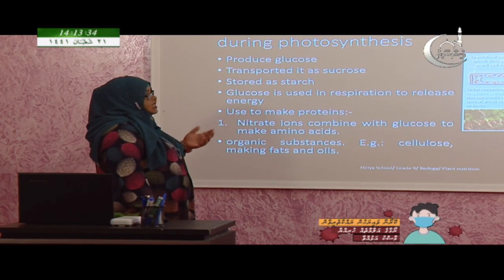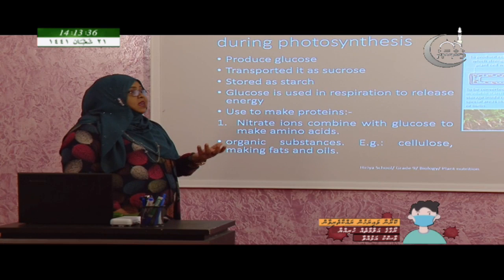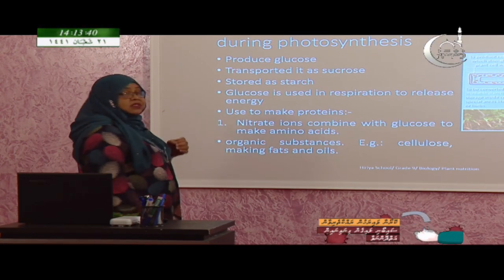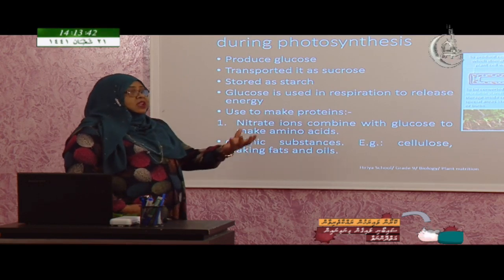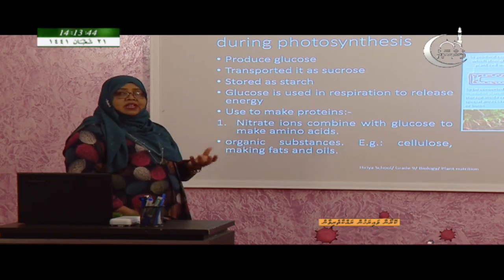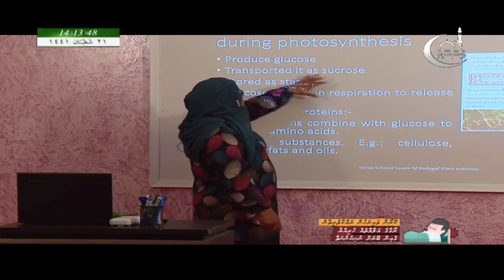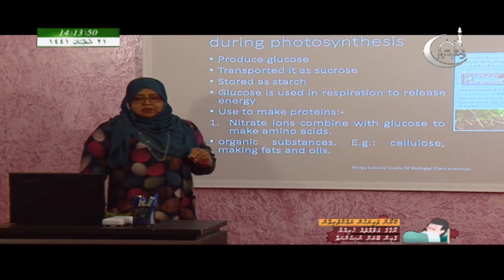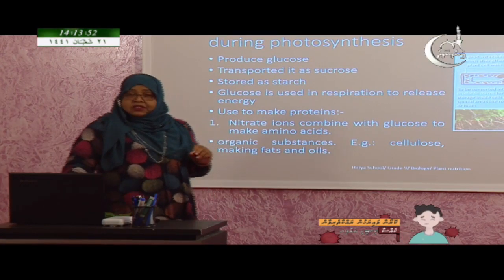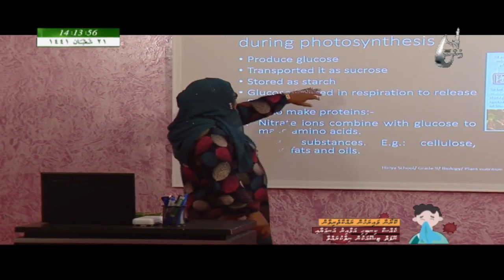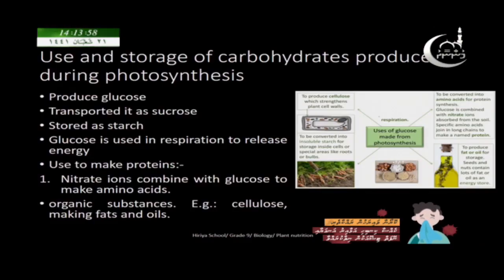Therefore, the plant cells can become either flaccid or turgid, which you have learned during the osmosis lesson. What happens to the cells when they are placed in distilled water or when they are placed in a concentrated solution? Therefore, glucose is transported as sucrose. Sucrose is not water soluble. During the lesson on chemicals of life, we learned the different types of carbohydrate. So, sucrose is a disaccharide, glucose is a monosaccharide. Remember those lessons? The next one is starch.